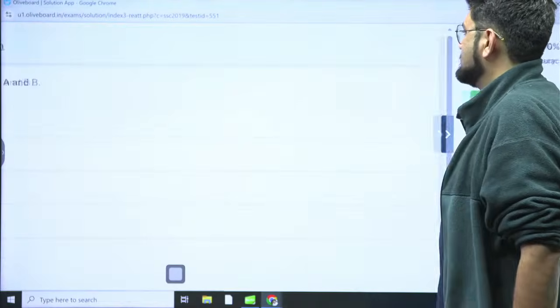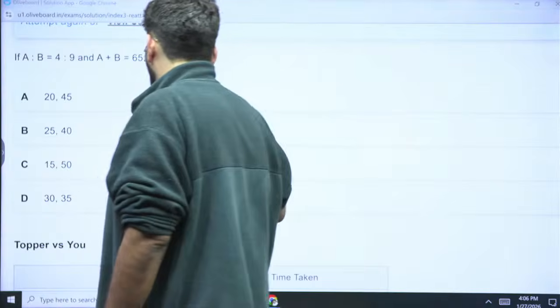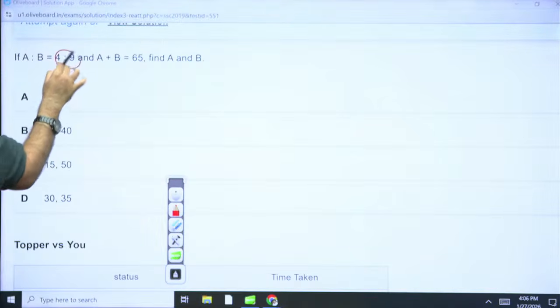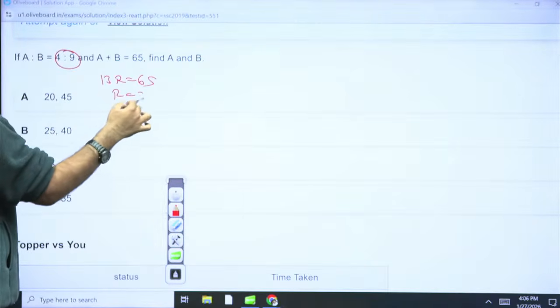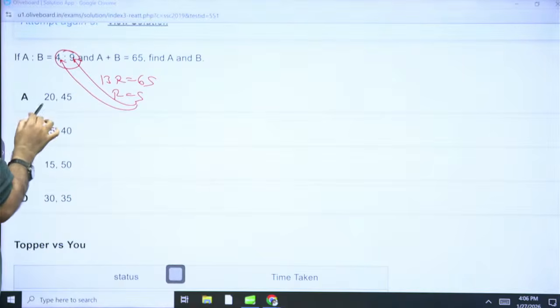Okay. Next. Another question based on ratio. A ratio B is 4:9. And A plus B is 65. Find A and B. What is the sum here? 13. So 13 ratio factor is equal to 65. Value of ratio factor is 5. So this is 20 and this is 45. Just multiply 5 with these. 20 and 45, option A is the correct answer.